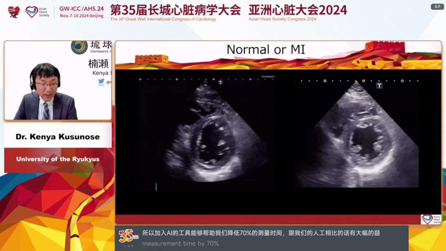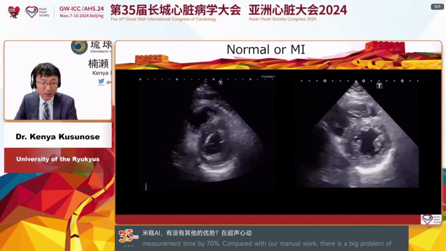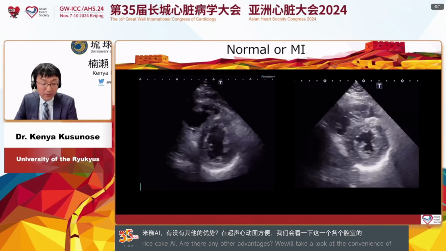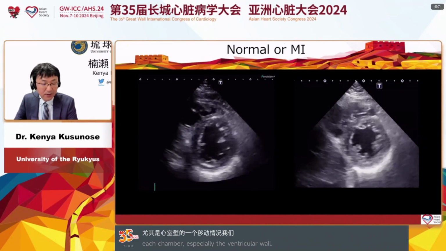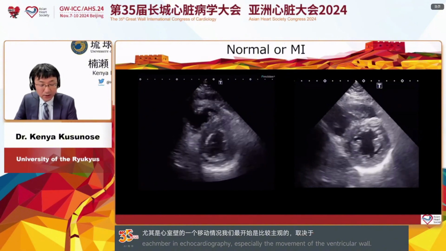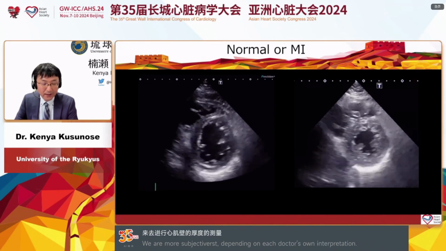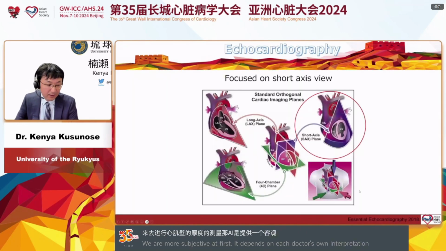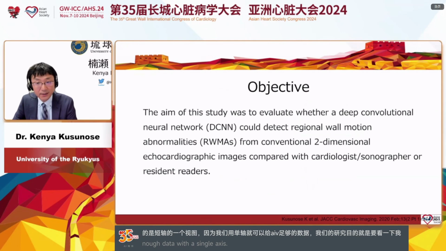As another advantage of AI in echocardiography, we made an AI model to detect regional wall motion abnormality in echocardiographic images. The evaluation of regional wall motion abnormality has traditionally been subjective and relies on visual assessment using endocardial motion and myocardial thickness. Thus, a useful objective method has long been desired. In this study, we focused on the short axis images because we can diagnose three coronary territories using one axis. The aim of this study was to evaluate whether deep learning could detect regional wall motion abnormalities compared with cardiologists, sonographers, and resident readers.